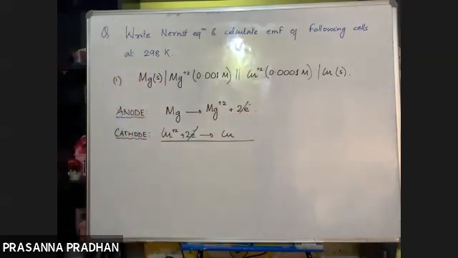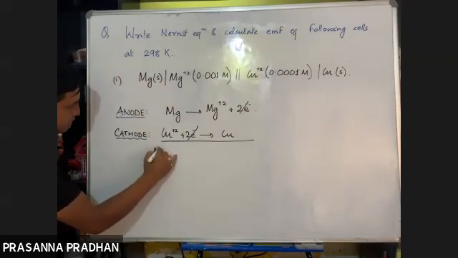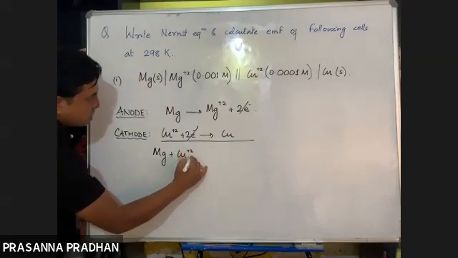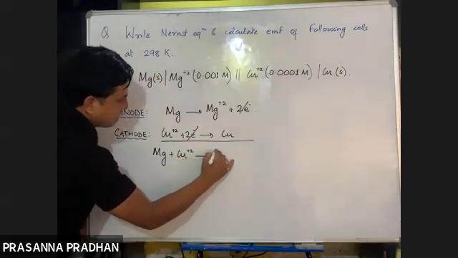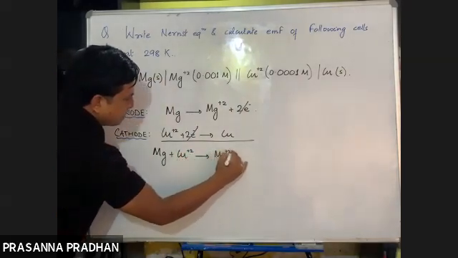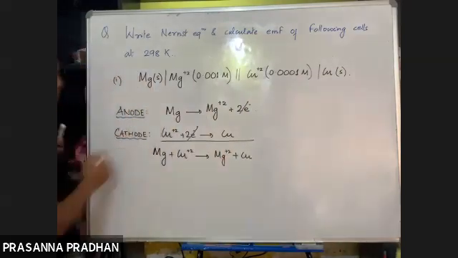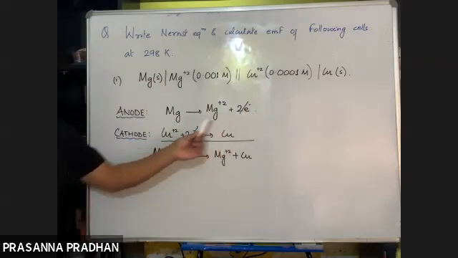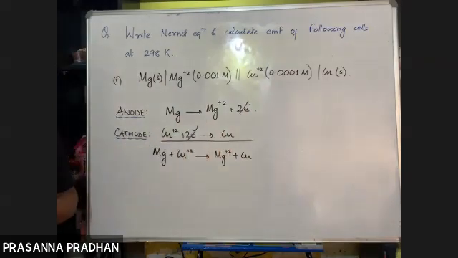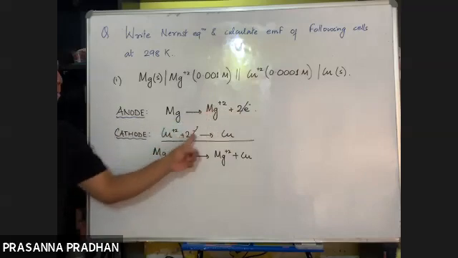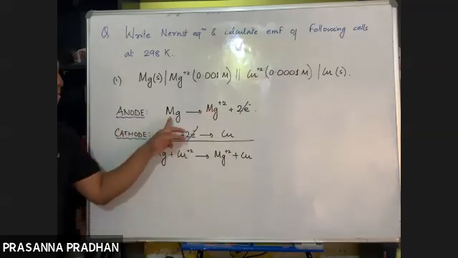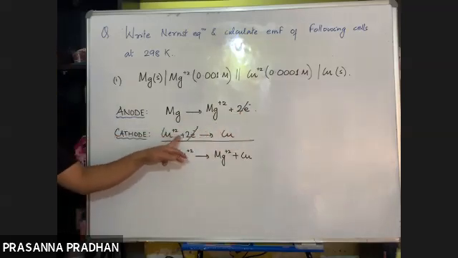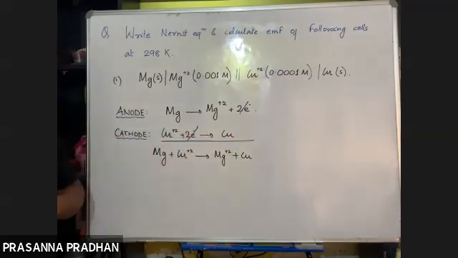So what will be the full cell reaction? The full cell reaction is Mg plus copper dipositive gives us Mg dipositive plus copper. And remember here, 2 electrons are lost during oxidation, 2 electrons are gained during reduction. So the number of electrons involved are 2. The 2 electrons which are lost by magnesium are gained by copper dipositive.